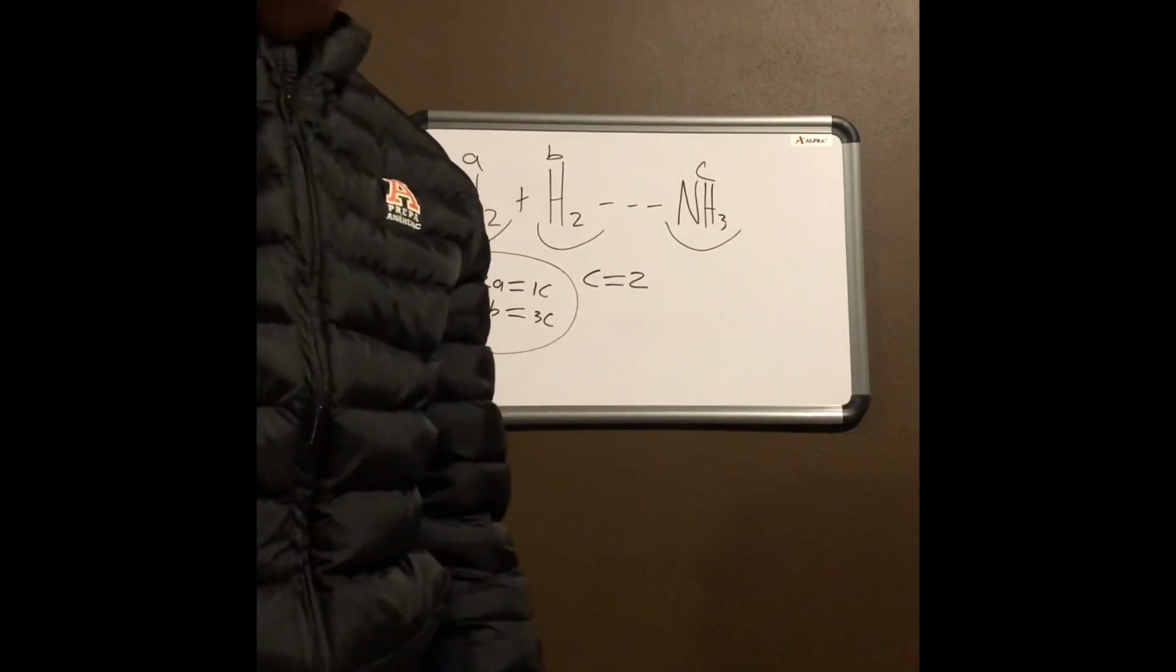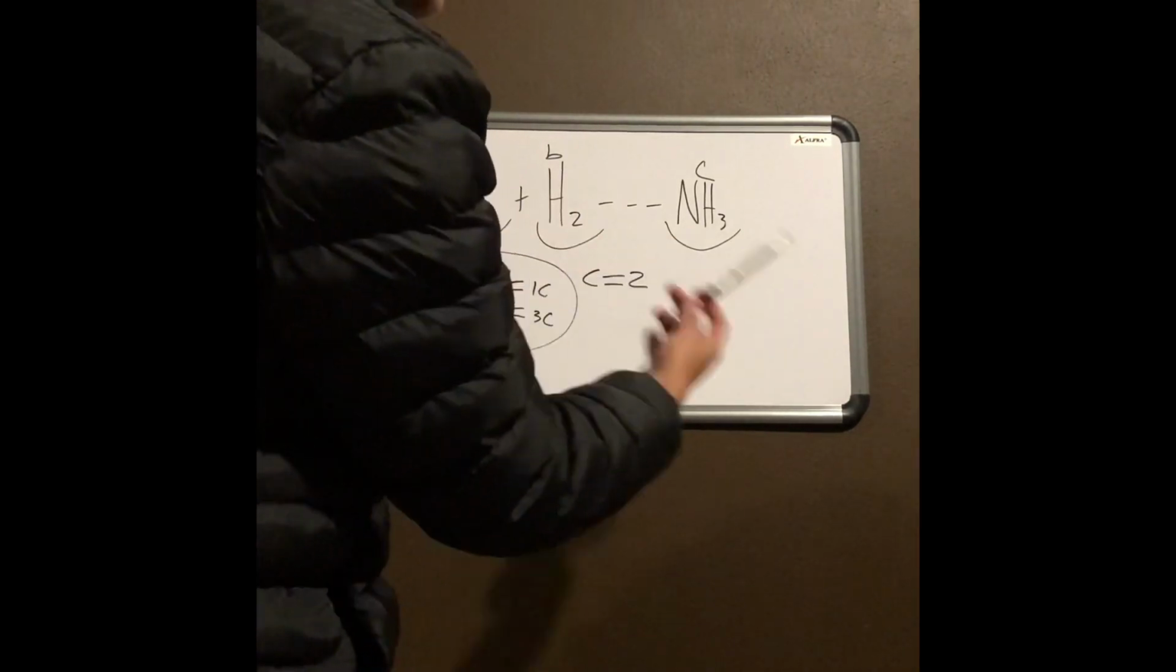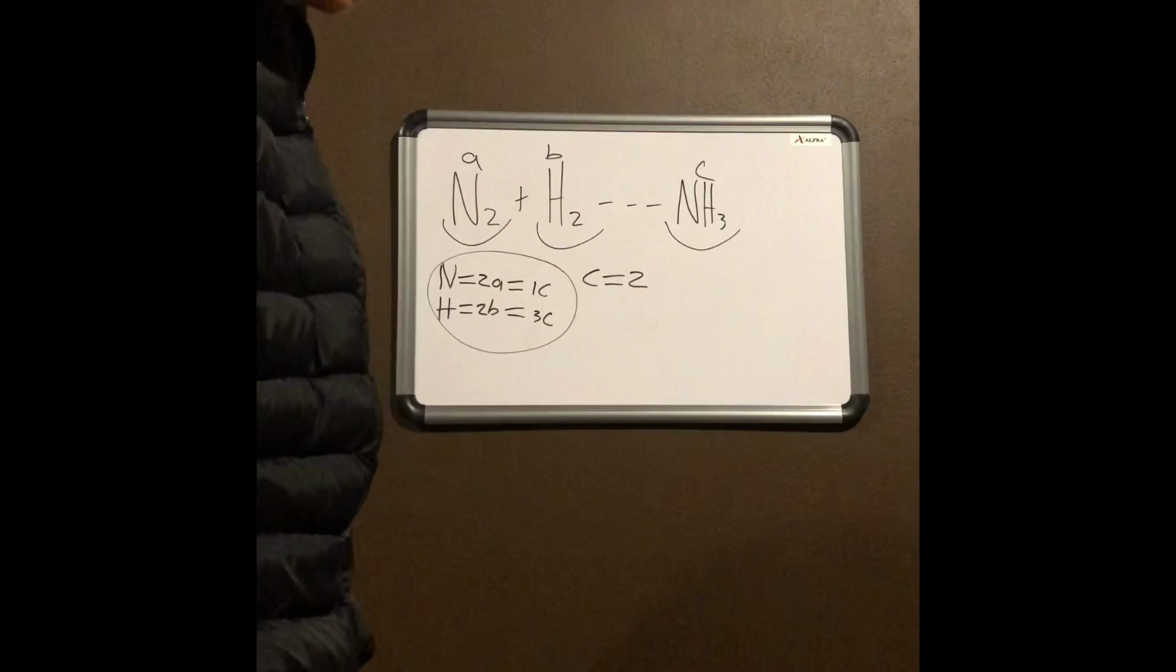Hi, my name is Octavio and today we're going to be balancing chemical equations with the algebraic method. So let's get started and make this happen. Here we have N2 plus H2, and it is going to give us NH3. This is the chemical equation that we are going to be balancing.